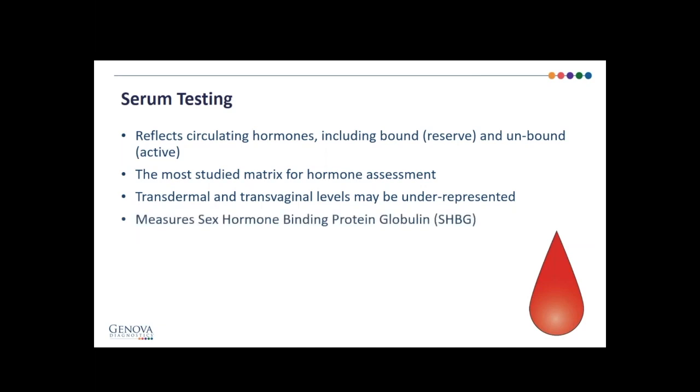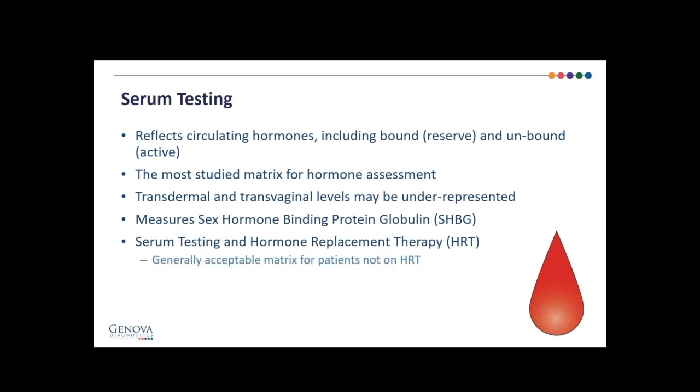It does measure the sex hormone binding globulin protein. Sex hormone binding globulin, SHBG, is important. It binds to both estrogen and testosterone, although primarily it likes to go to testosterone. So it can have an impact by freeing up more estrogen and less testosterone. Serum testing and hormone replacement therapy monitoring, and we'll talk about that as well. It's generally an acceptable matrix for patients that are not on hormone replacement therapy.